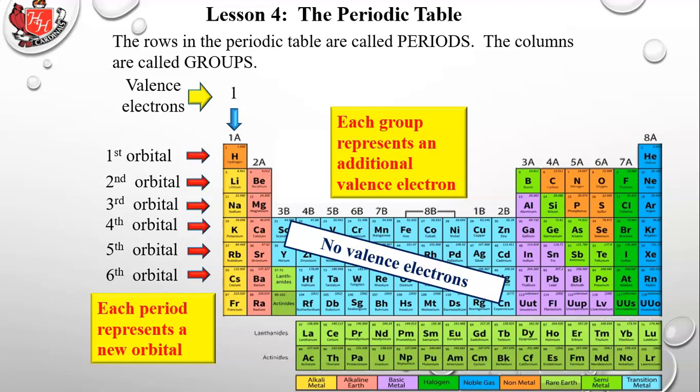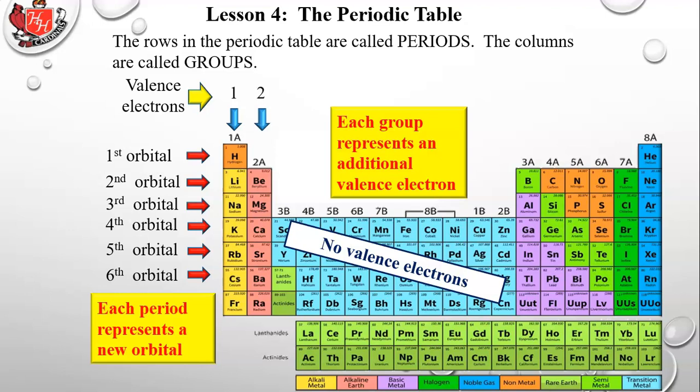Lithium has 2 orbitals, and its valence orbital, its outer orbital, is the second orbital, and it has 1 electron in the second orbital. Sodium has 1 electron in the third orbital, and potassium, K, has 1 electron in the fourth orbital. So you get more and more orbitals, but the thing they all have in common is they have 1 electron in their outermost orbital. Whatever the outermost orbital is of that element, it has 1 electron. Those are the alkali metals.